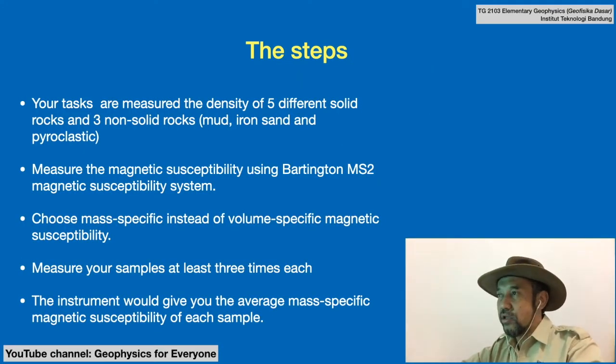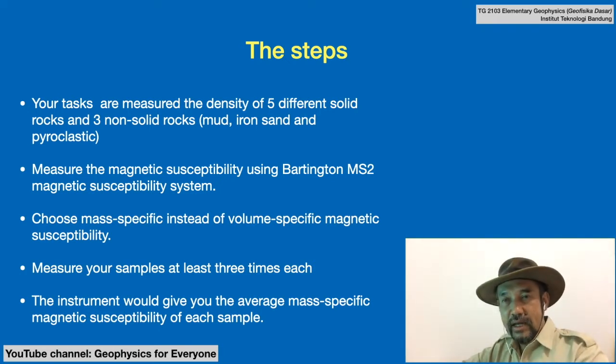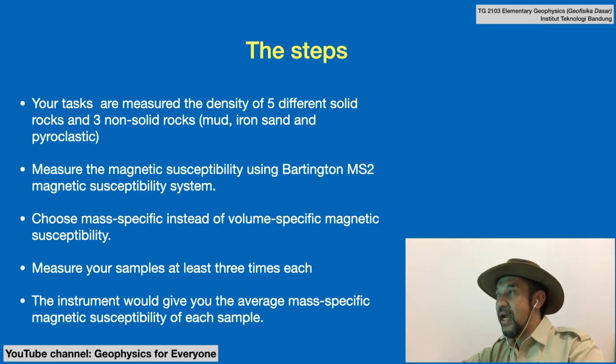In this laboratory exercise, you are required to determine the magnetic susceptibility of 5 different solid rocks, 1 mud sample, 1 iron sand sample, and 1 pyroclastic sample. You have measured the dimensions of the samples previously when you did the density measurement, so you know the mass and the volume of your samples. So now you just have to measure the magnetic susceptibility of these samples.